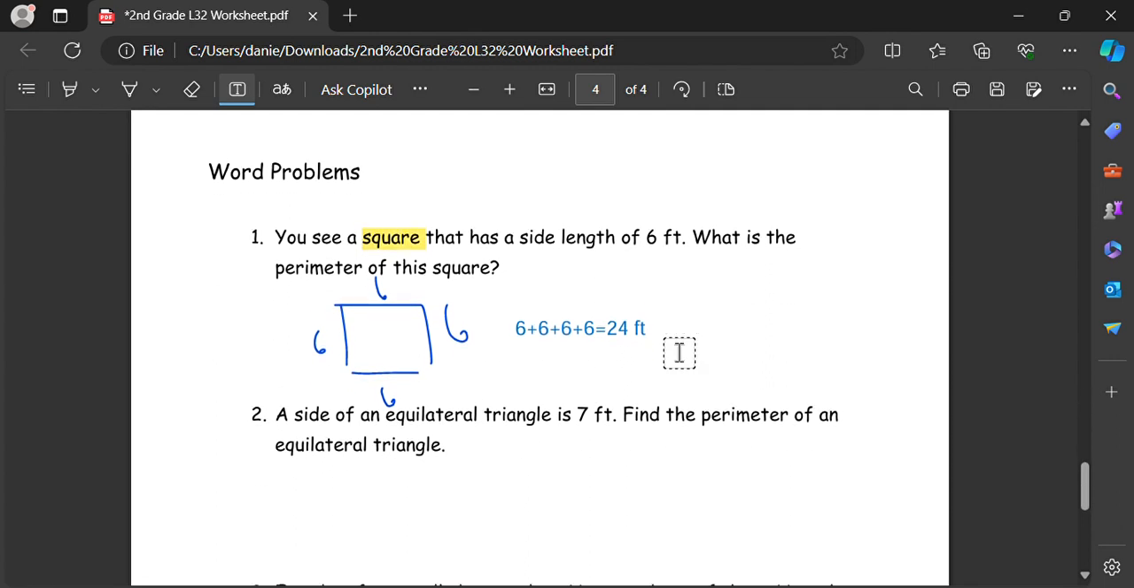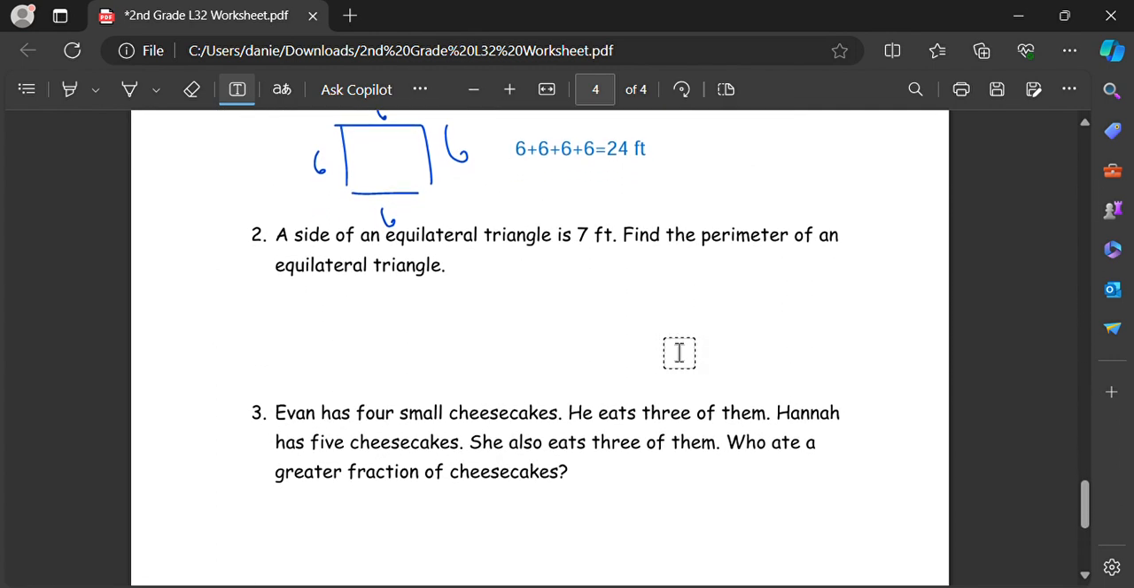Okay. Number 2, a side of an equilateral triangle is 7 feet. Find the perimeter of the equilateral triangle. So again, we are only given one side, but they tell us that it's an equilateral triangle. And equilateral triangle means that all 3 sides equal the same. So for this one, all 3 sides are 7 feet. So 7 plus 7 plus 7 equals 21.